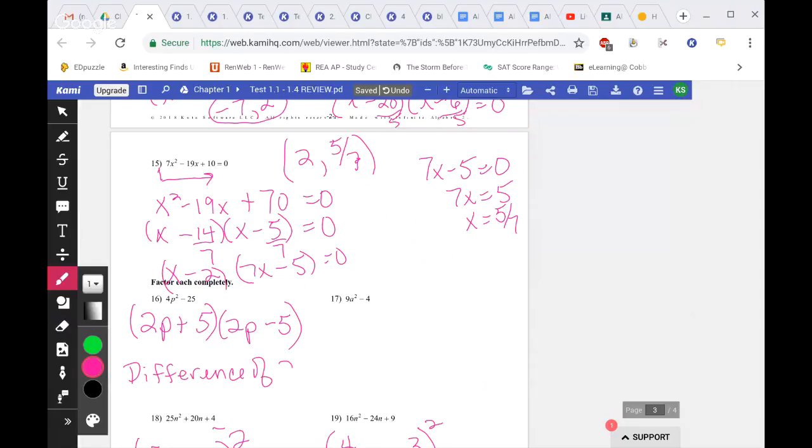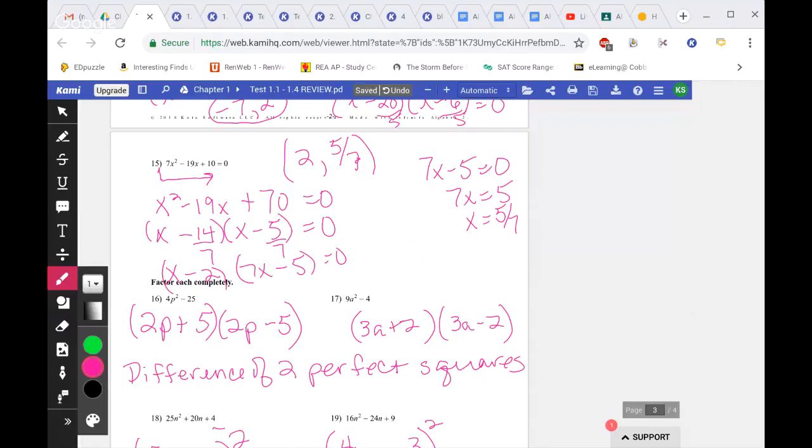Difference of two perfect squares. Number 17 is the same. Do you want to see if you can do that one and tell me what to write? Yeah, I'll do it by myself real quick. Okay. It's just 3a plus 2 and then 3a minus 2. That's it. Perfect.